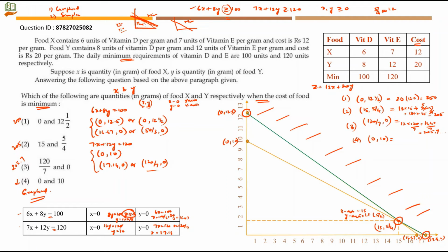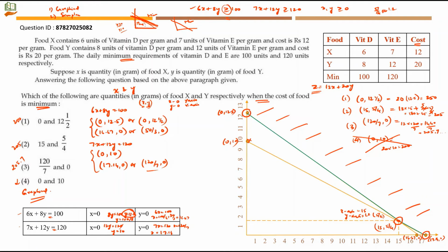Then for 0, 10, why did I rule it out in the beginning itself? It's because of this. 0 into 12 will give 0, 20 into the y value 10 will give 200. Now if you consider only these 4 options and calculate the cost using this particular objective function, you will end up marking option 4 as the right answer because the cost of food is minimum only in option 4. But the reality is you should never consider this point because when you take the feasible region, you have to take only the critical points into calculating the z value. That's why I ruled it out in the beginning itself.